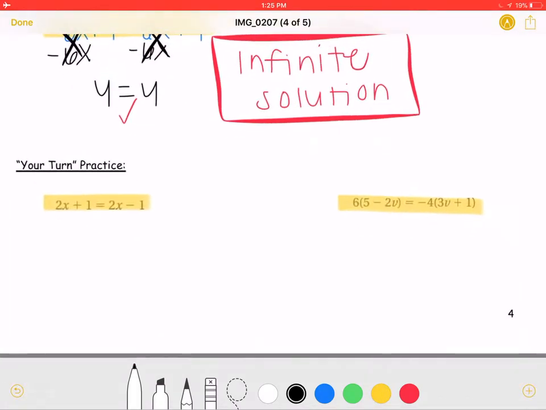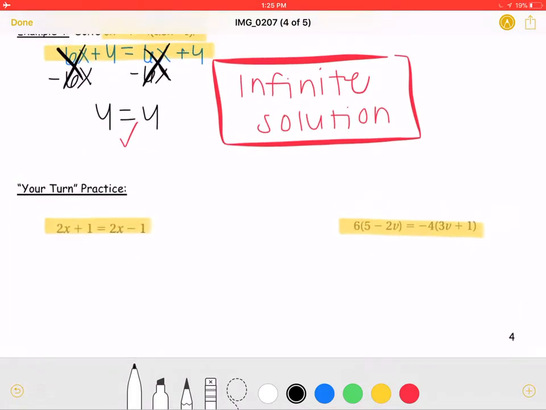All right, welcome back. Let's get through these examples real quick. My first one to the left here, I'm going to get my constants together and my variables together. So first thing I want to do, I might want to subtract 2x from each side. That's just going to cancel. I have 1 equals -1. All I'm left with are those constants. Does 1 equal -1? Well, no, that's not true. So that means this would have no solution.